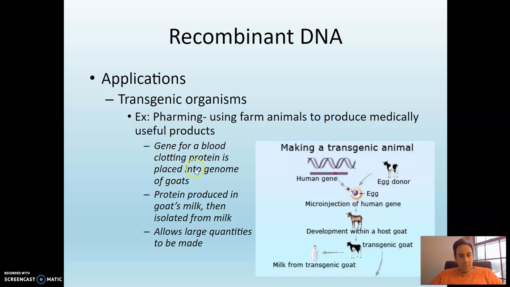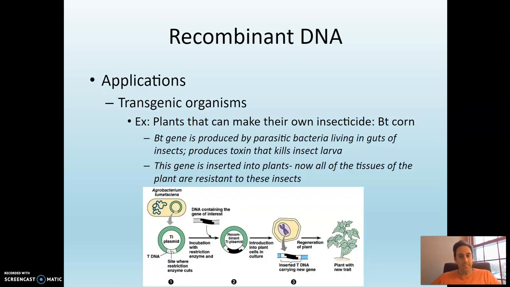Well, that gene for the protein that does that is actually placed into the genome of a goat. That protein is then produced in the goat's milk. And since goats make a lot of milk, they make a lot of protein that we can then isolate from that. So it's a way to get a lot of this protein that can be then harvested for medicine.